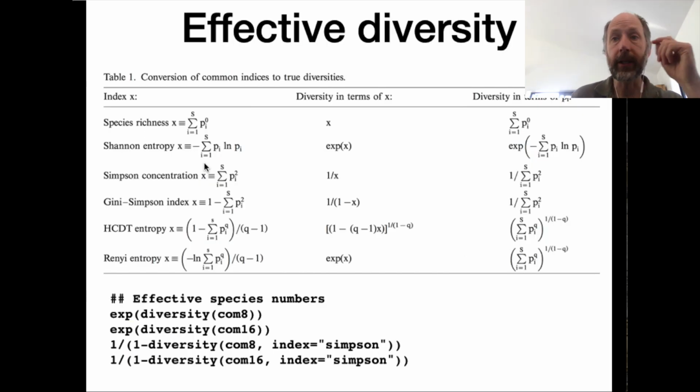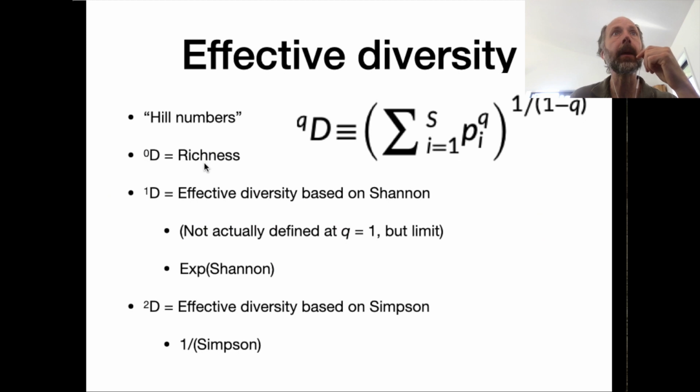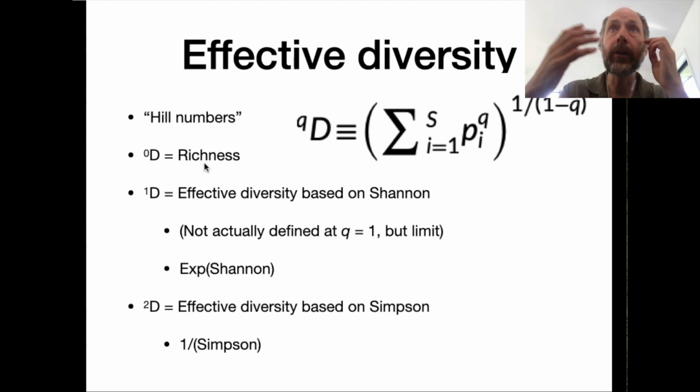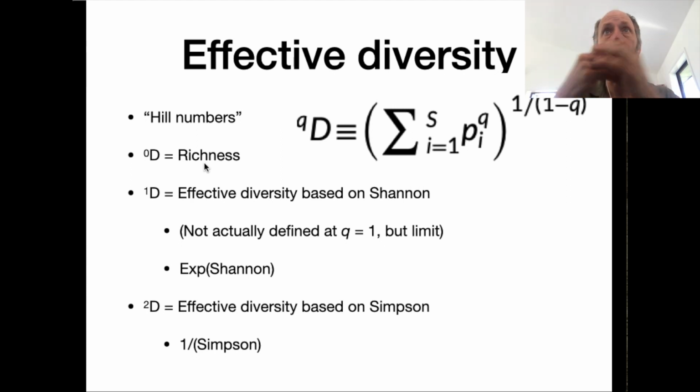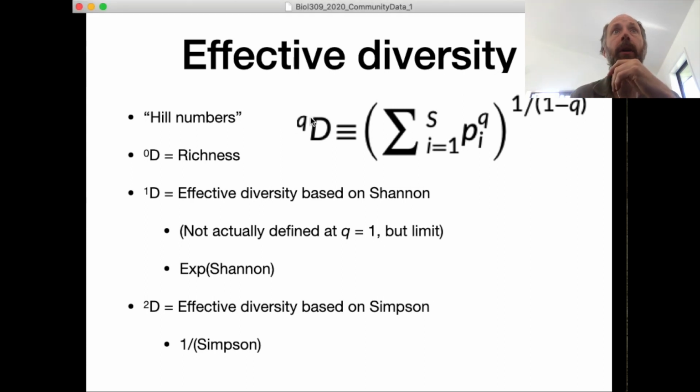There are formulas for each of these that allow you to convert from the standard measurement back to an effective diversity. But this gets into the idea that maybe there's one universal formula, and it turns out there is. This is the universal formula from which you can calculate all of these other indices, and it's called Hill numbers, where the Hill number is the Q in this equation. The diversity for Q equals 0 reduces to being the number of species in your community.